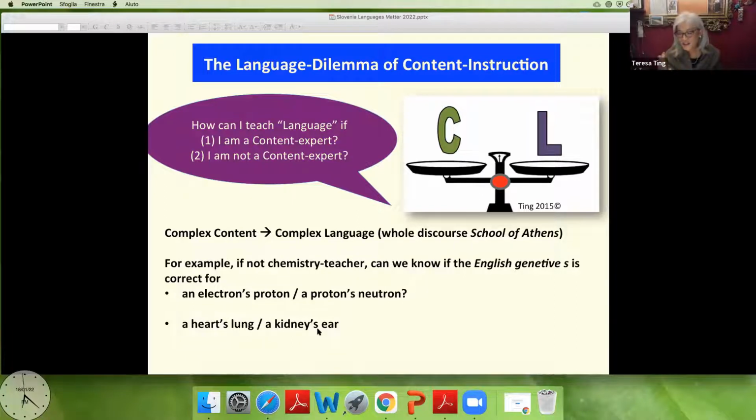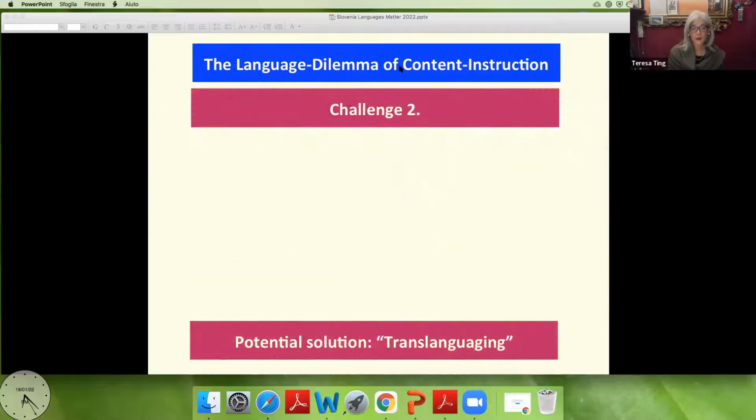No, the genitive S is not the problem here, okay? It's the content which is the problem. The language is not the big problem in this kind of interpretation. So, if you're not a content expert, how can you deal with the discourse? If you're a content expert, how can you deal with the discourse? This is the big language dilemma of content instruction for everybody. Okay, now that's challenge number two, and the potential solution is going to be translanguaging.